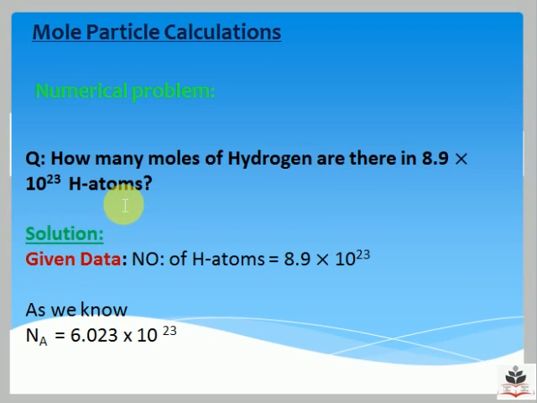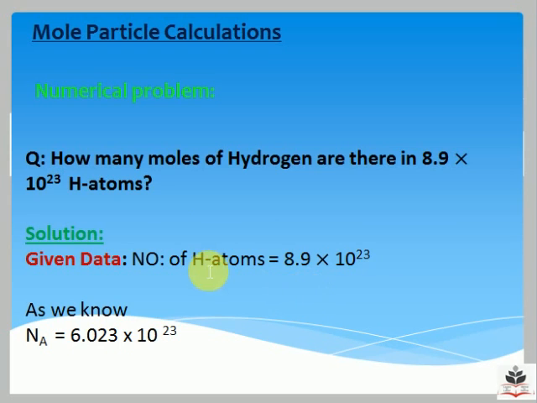Here I have a question: how many moles of hydrogen are there in 8.9 × 10^23 hydrogen atoms? How will we solve the question? First of all, let's check what is the given data. You can see the given data is the number of hydrogen atoms, and the number of hydrogen atoms is equal to 8.9 × 10^23.